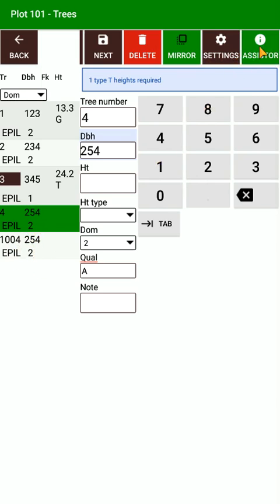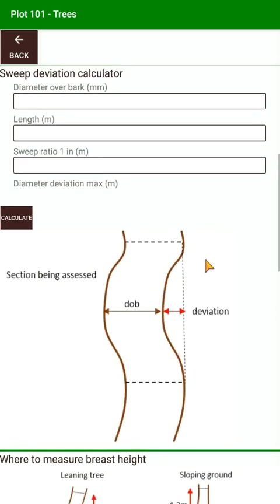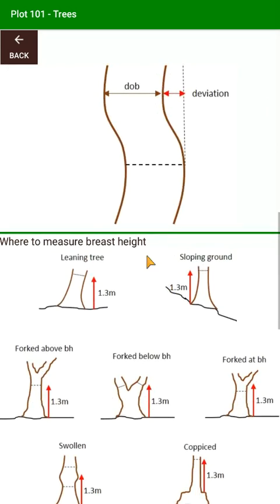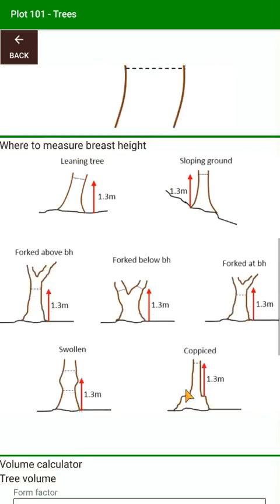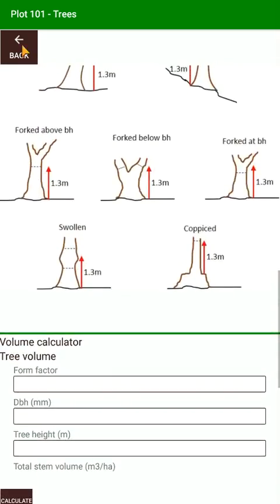You can also go into the assistant menu and see some of the other little tools that you can access. There's some useful diagrams. You can actually calculate sweep deviation if you want. This might be terribly useful when you're trying to decide weirdo breast heights. And there's a little fork diagram as well.